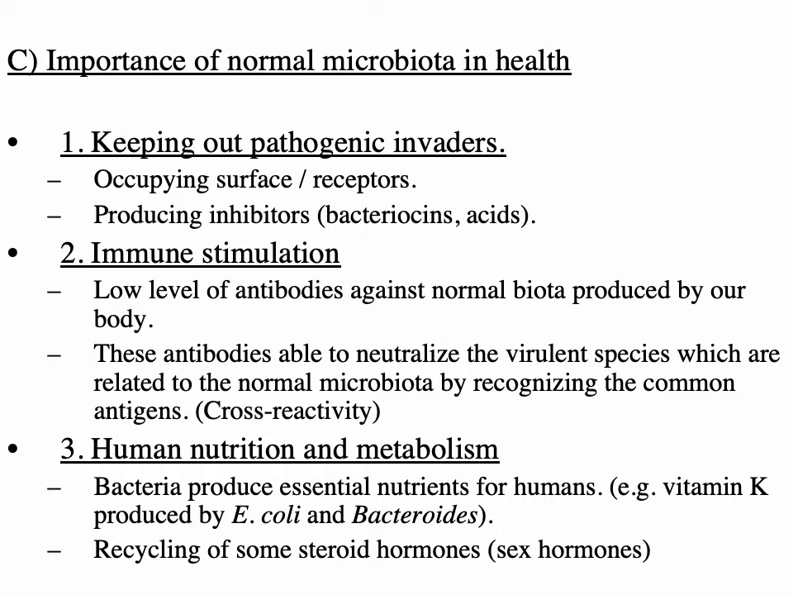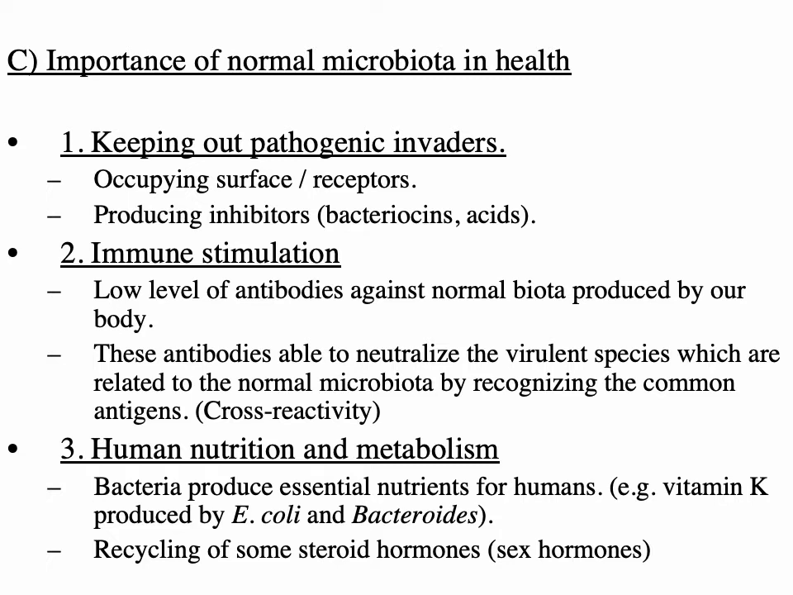They found this pH of 4, pH of 5, so they don't like that. They cannot establish themselves. So those are the things that help to keep out pathogens. So the second role is the immune stimulation. The presence of this normal microbiota will stimulate our immune system, making them produce antibodies.